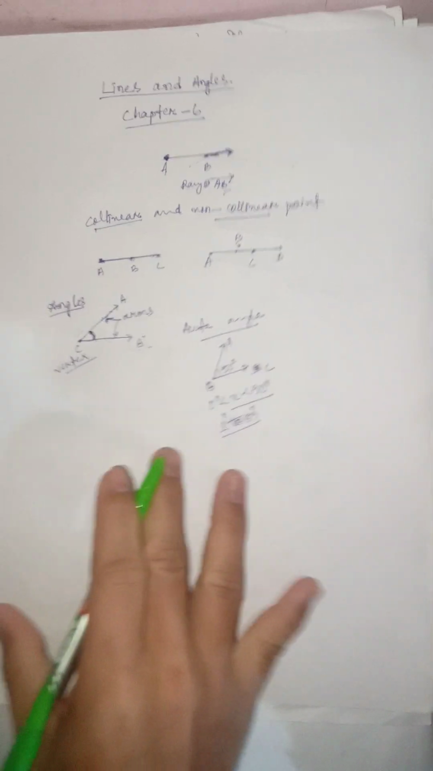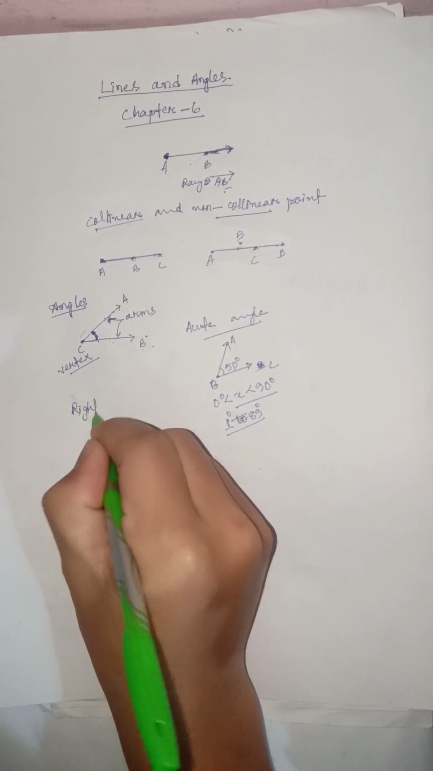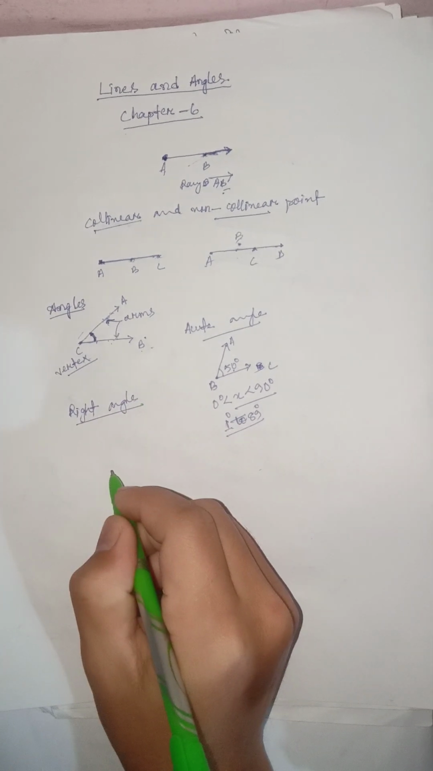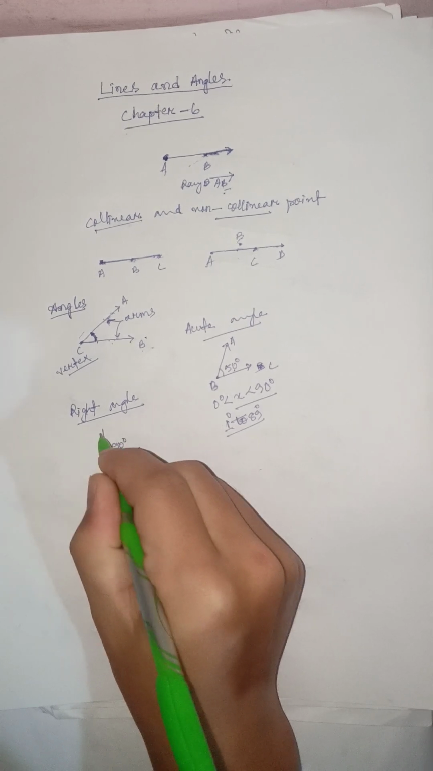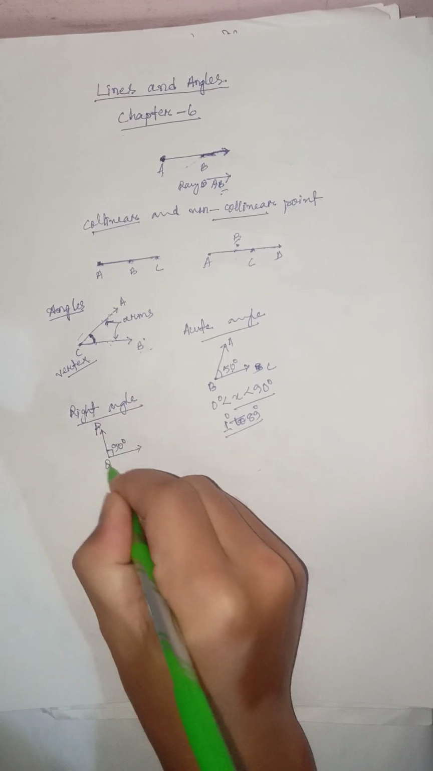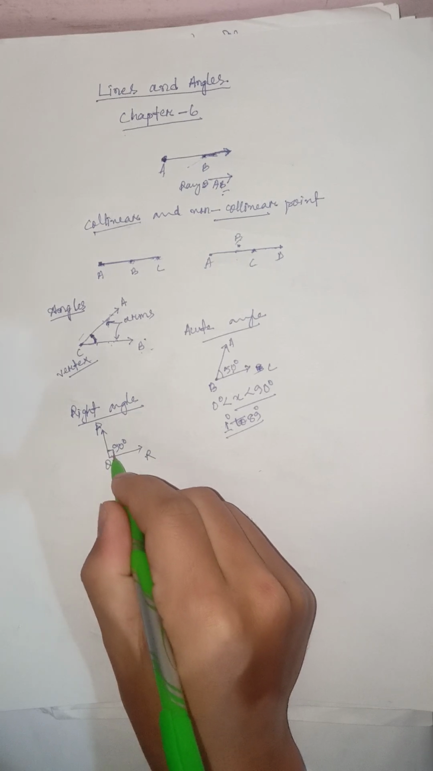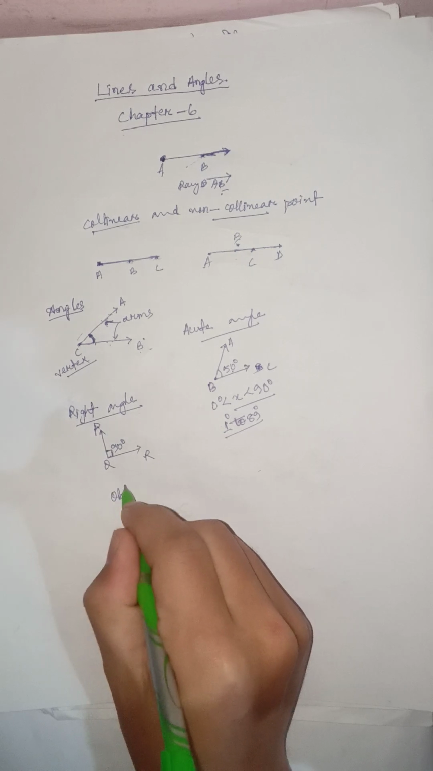Then after that we have the right angle. If it is a right angle, then it is exactly 90 degrees. This is 90 degrees, PQR, so this one we call a right angle. That's it. And after that we have the obtuse angle.